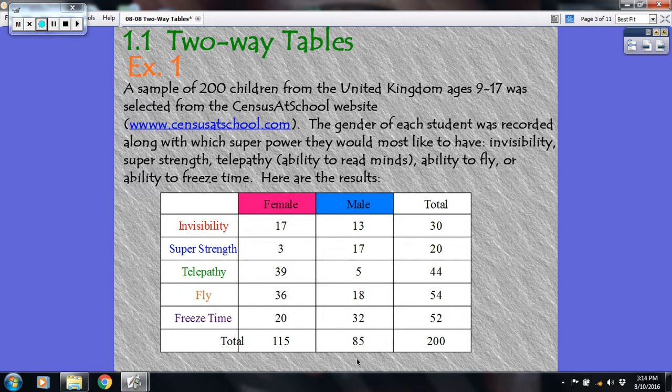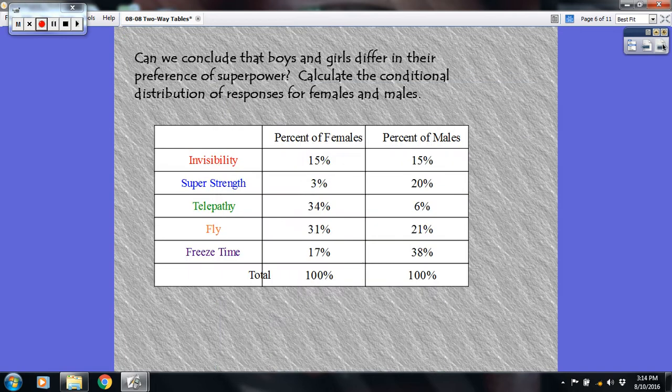We're going to do the same thing with the males. So we're going to end up with 2 columns in our conditional distribution table, like so. So when we perform those calculations, the 17 out of 115, we get 15%. And for the males, when we performed 13 out of 85, we came up with, again, 15%. And that's how you construct a conditional distribution table.